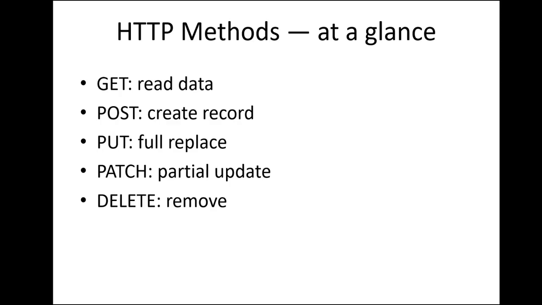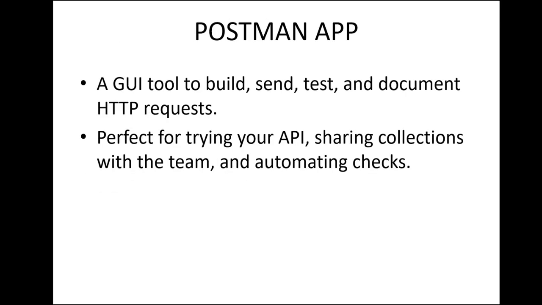If you are using PUT, that means that you want to do a full edit on a record. If you are using PATCH, that means that you want to edit some particular columns or information from an existing record. And if you are using DELETE, that means that you want to delete a record from the endpoint, from that resource. So the next one is the Postman application.